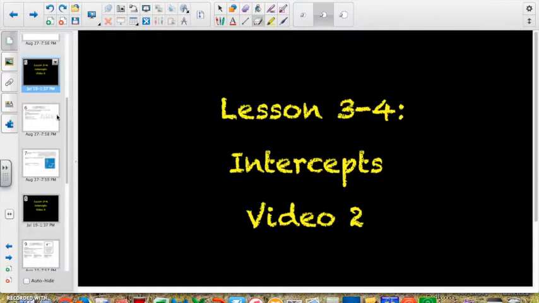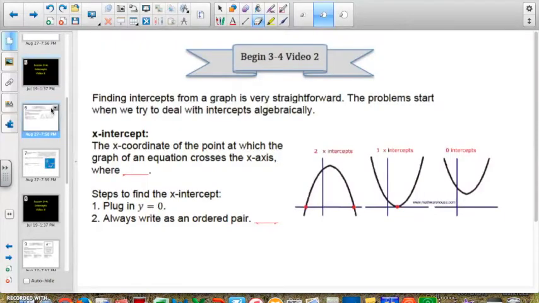We're going to continue to discuss intercepts. Specifically in this video, we're going to be looking at how to find the x-intercept algebraically. We've looked at how to find it from a graph. We're going to take it one step further and figure out how to find it when we're given something like an equation.